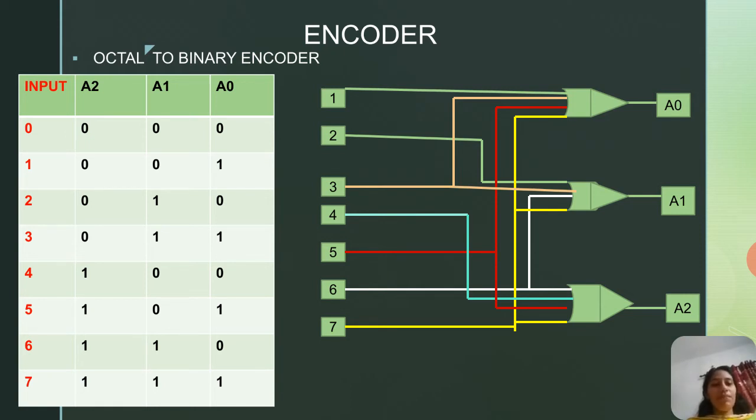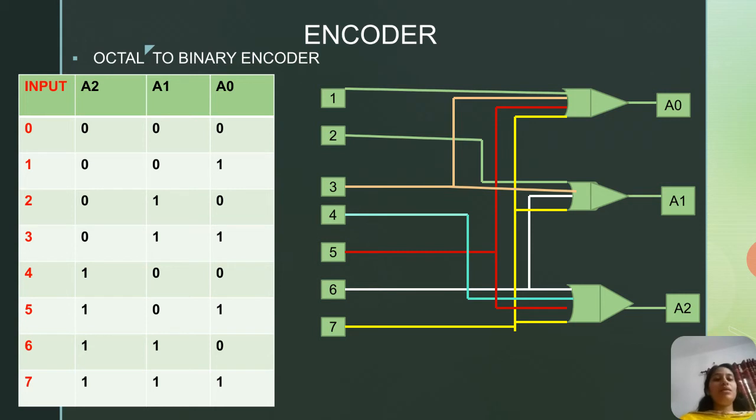Likewise, you can check. Just consider 5. The corresponding binary representation of 5 is 1 0 1. You can see here 5 is connected to A0 and A2 only. There is no connection to A1. So if you give the input 5, you will get A0 as 1, A1 as 0, A2 as 1, which is the binary representation of 5. Likewise, we have built the encoder circuit.